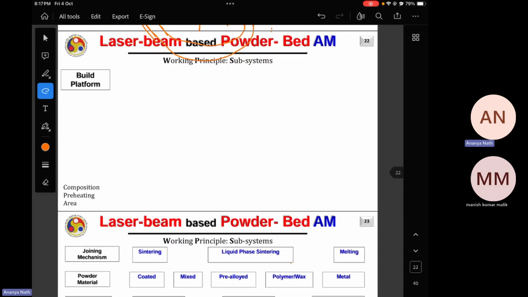Then build platform. So build platform is the area where we deposit the material. Build platform preheating is one thing that you should go for, because preheating will reduce the residual stress in your part. If you want to know more about it, you can ask me after the class. And then you can go for some pre-processing of the build plate.